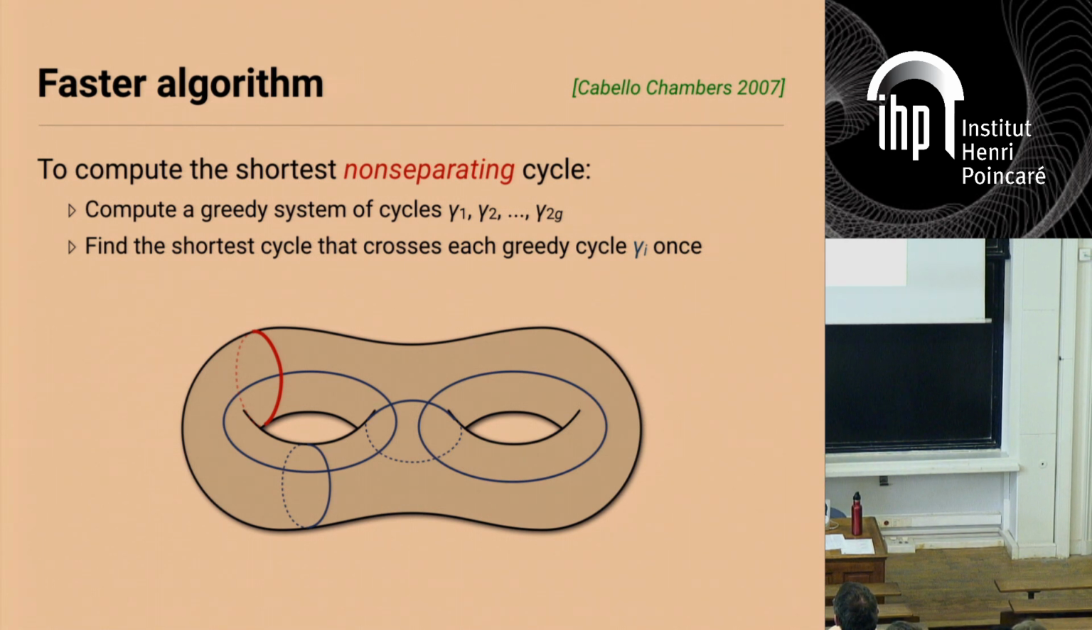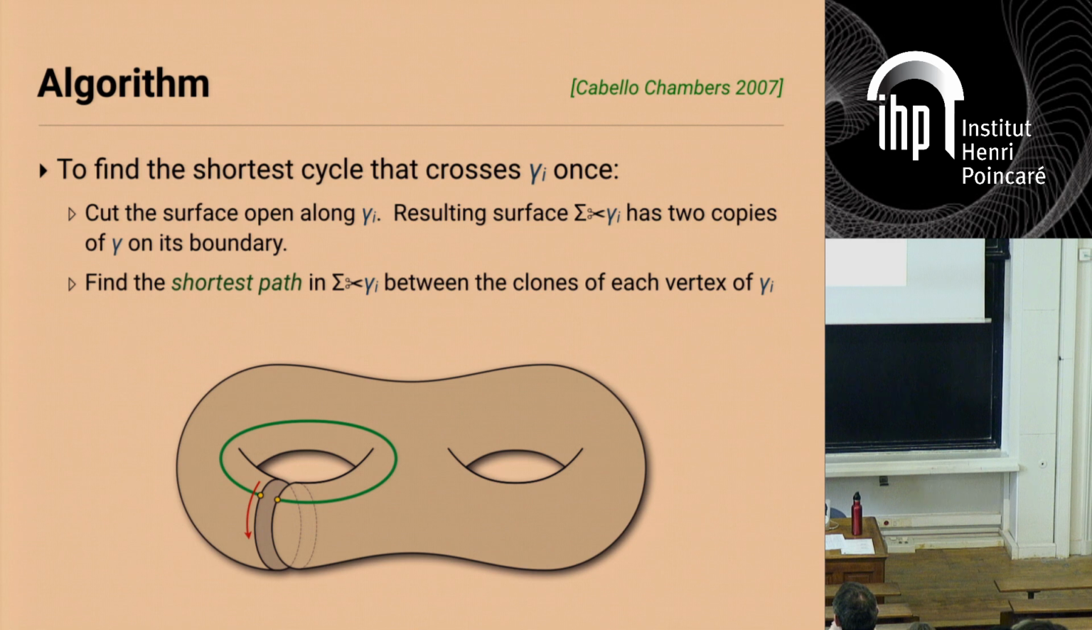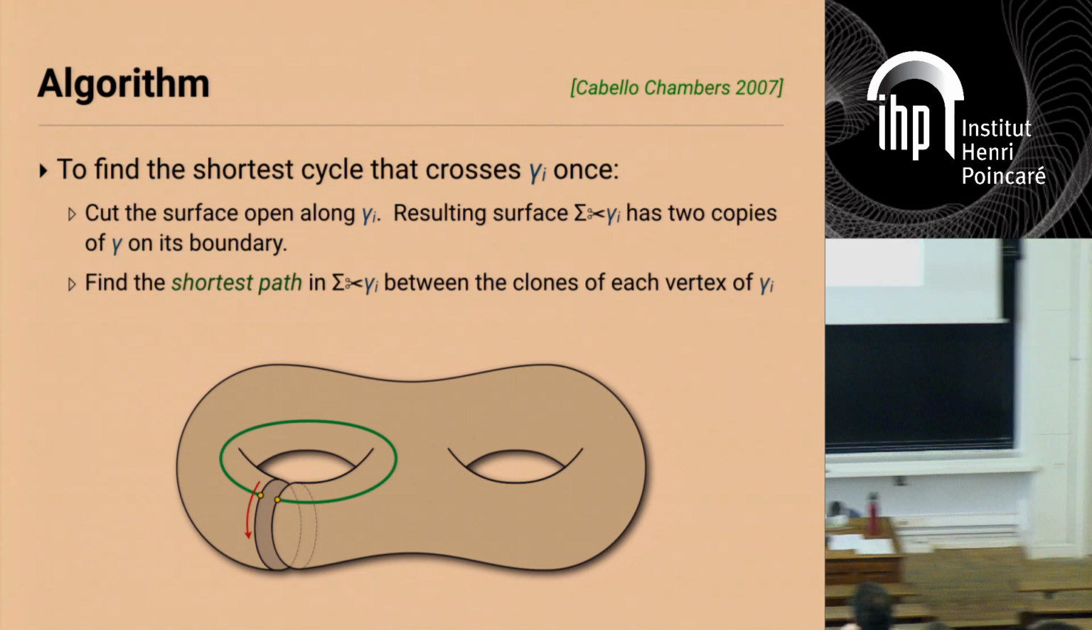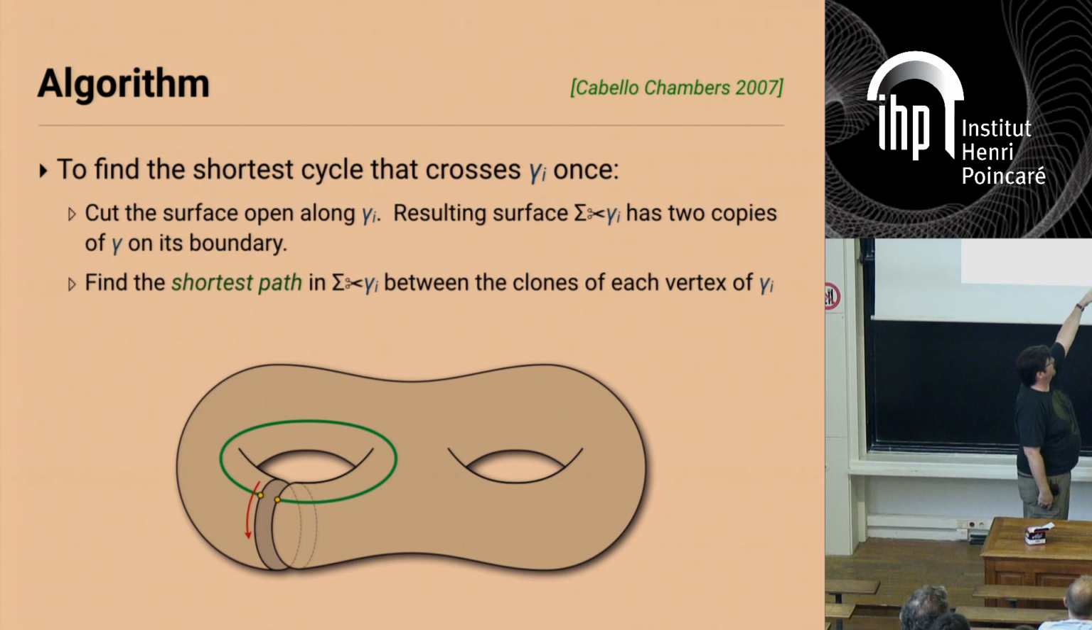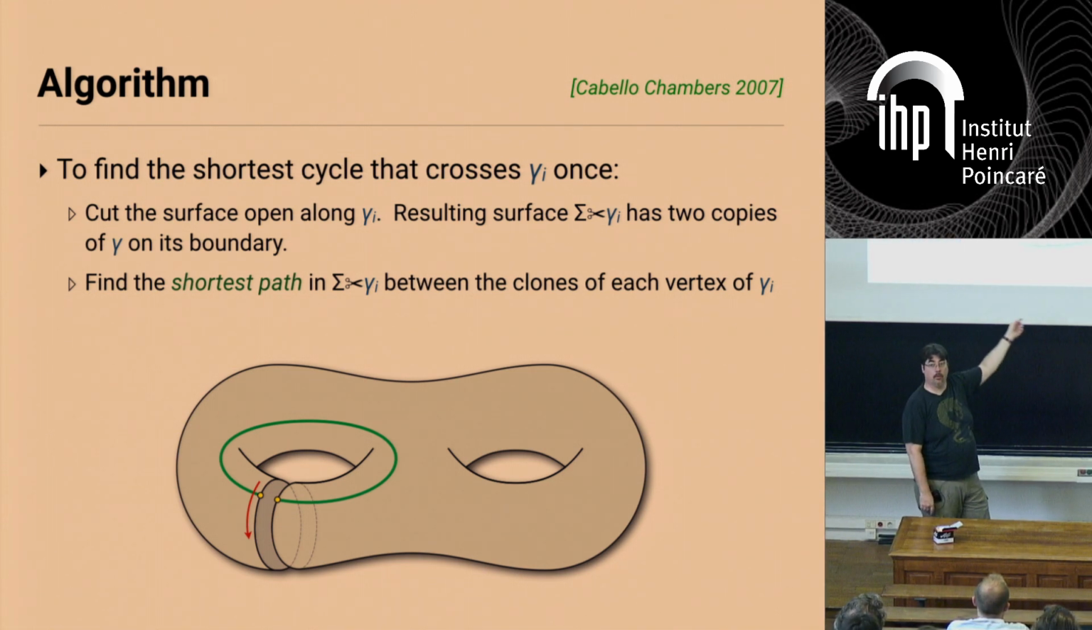So now I've reduced the question to: pick out one of the cycles in this basis, and find the shortest cycle in the graph that crosses that cycle exactly one time. The way to do this is actually to do surgery on the surface. I take the cycle that I want to cross exactly once, and I cut the surface open. And now what I want to find is a shortest path between the two clones of the same vertex that used to be on that common cycle. So for every vertex in one copy of the cycle, I want to find the shortest path to the corresponding vertex in the other copy of the cycle. And I need to do this for every vertex on that cycle.